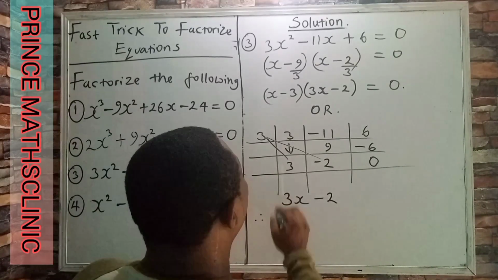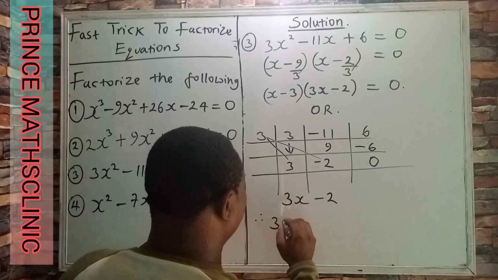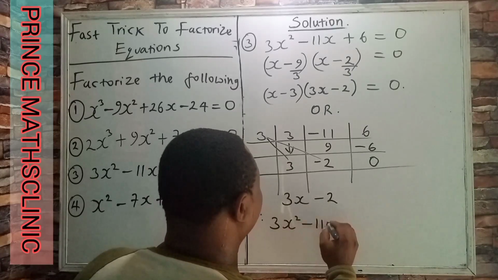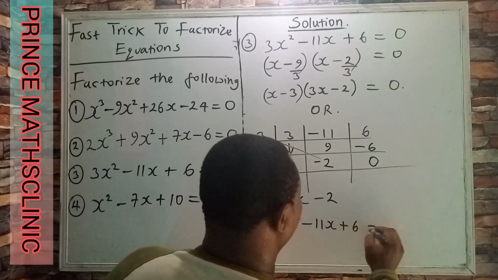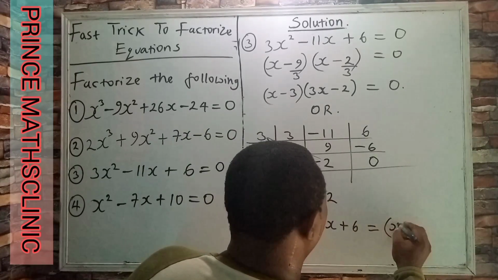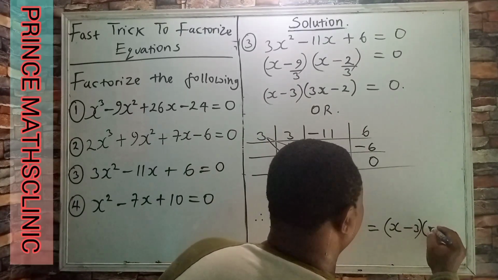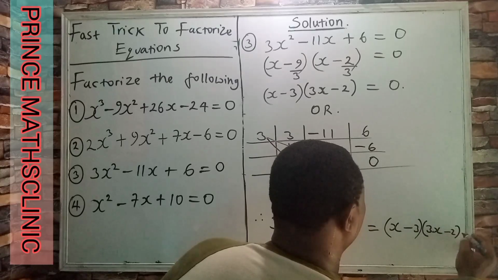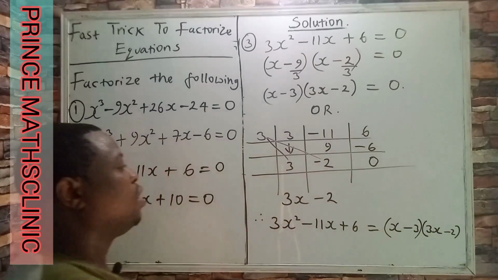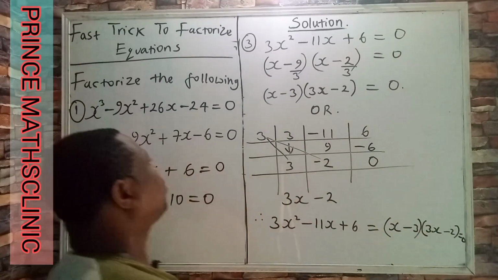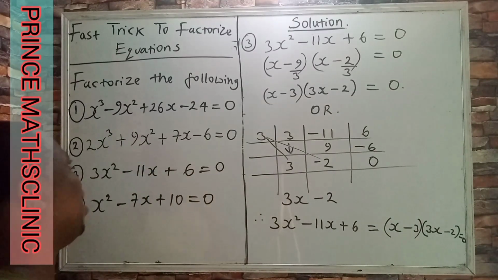So therefore it means that this, which is 3x squared minus 11x plus 6, is the same thing as x minus 3, times 3x minus 2, right? That is equal to 0. That is for the second one.